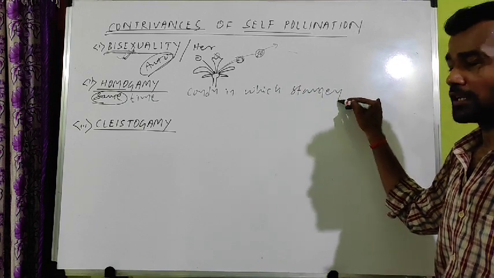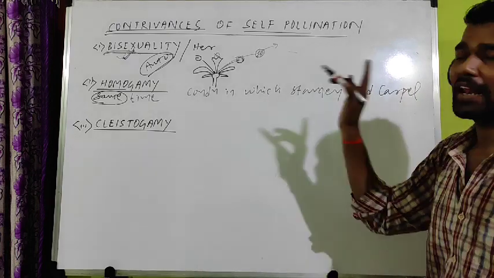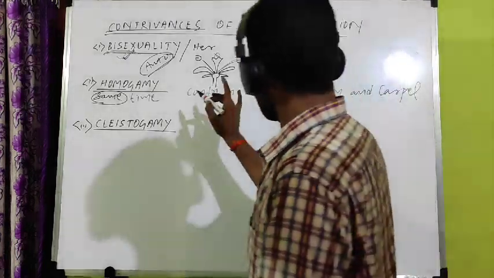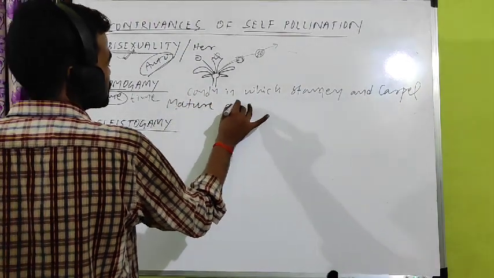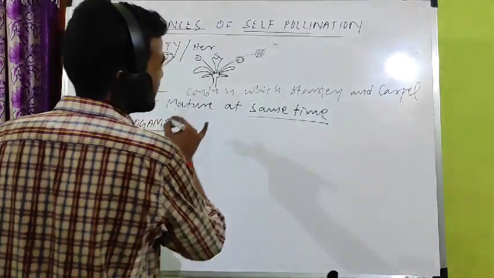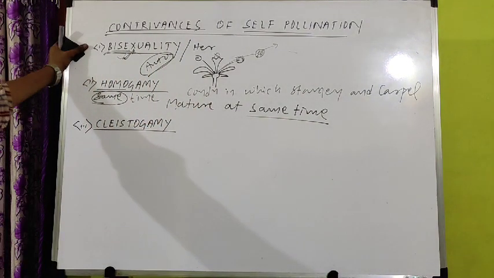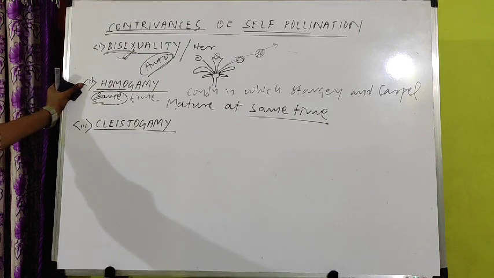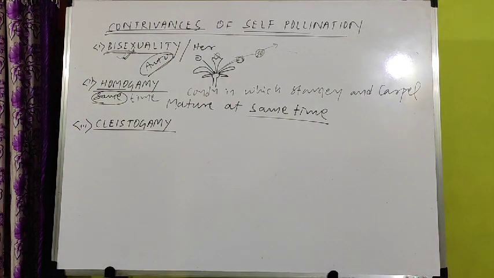This is a 1 mark question. Stamen and carpel mature at the same time. A 1 mark question can come directly: the condition in which stamen and carpel mature at the same time. That is called homogamy. So the flower should be bisexual. The second condition, after bisexual, is homogamy, maturing at the same time. Then only self-pollination takes place.